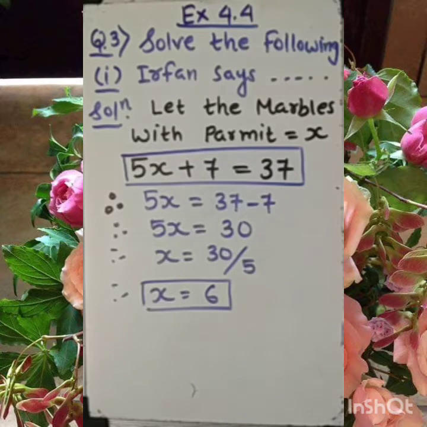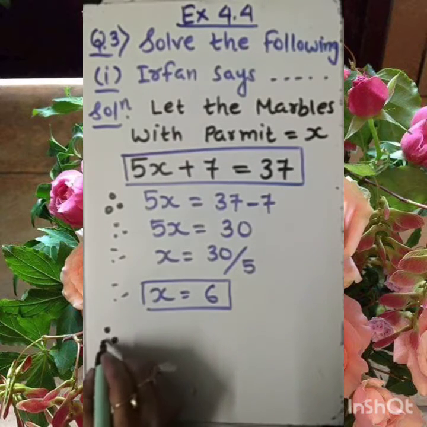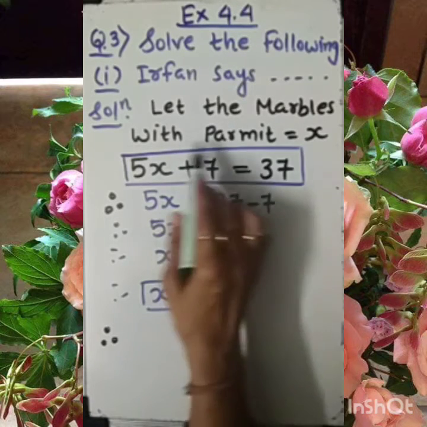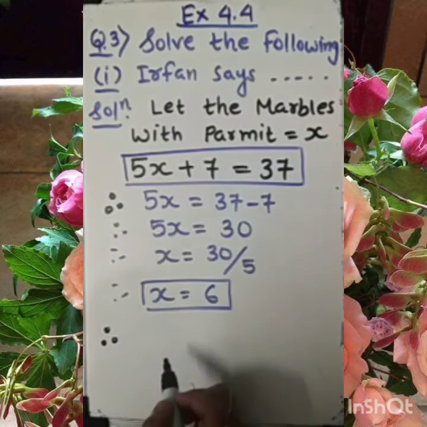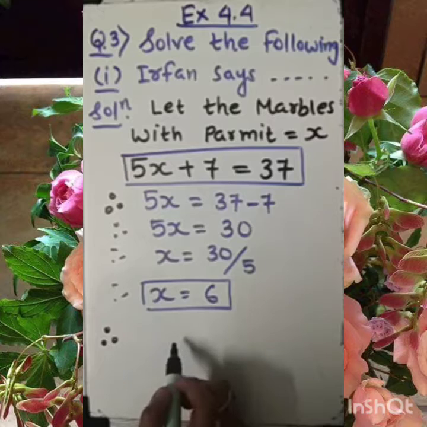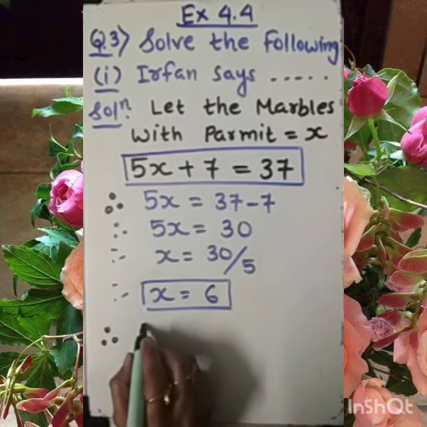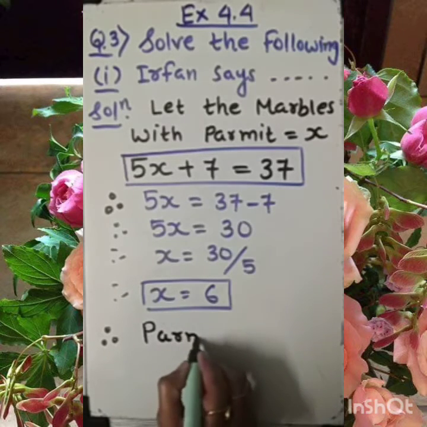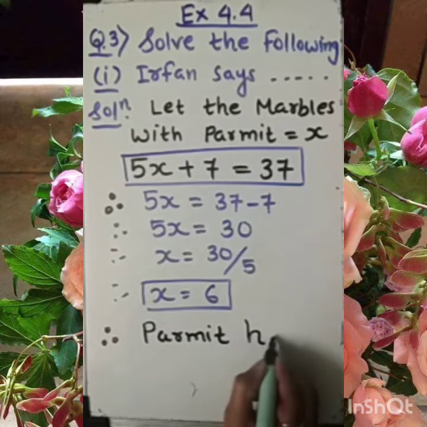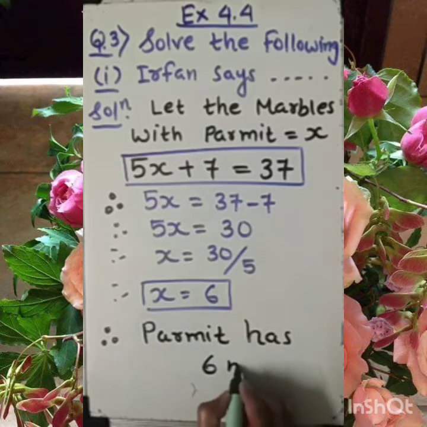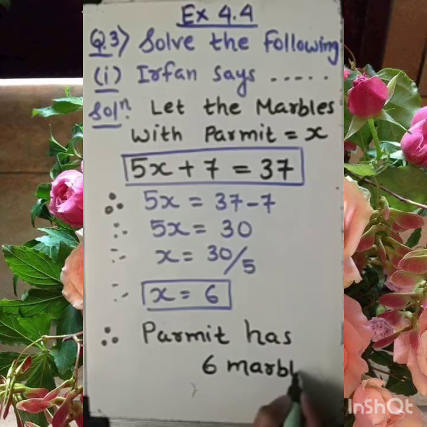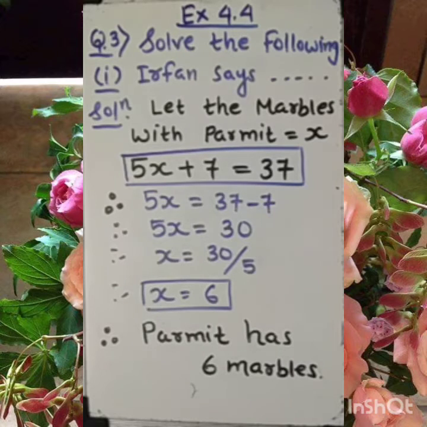It means that x we have assumed for the marbles with Parmit. So we need to write the final answer. Parmit has 6 marbles. This is the easiest question of this exercise. Okay, and very simple. I like this question very much.